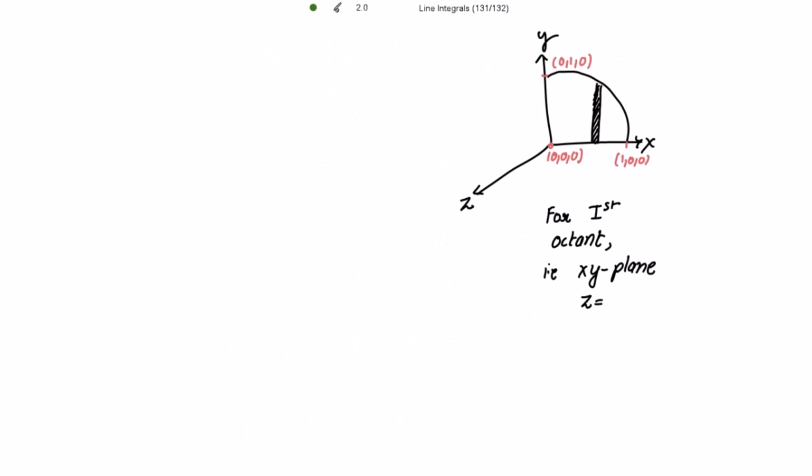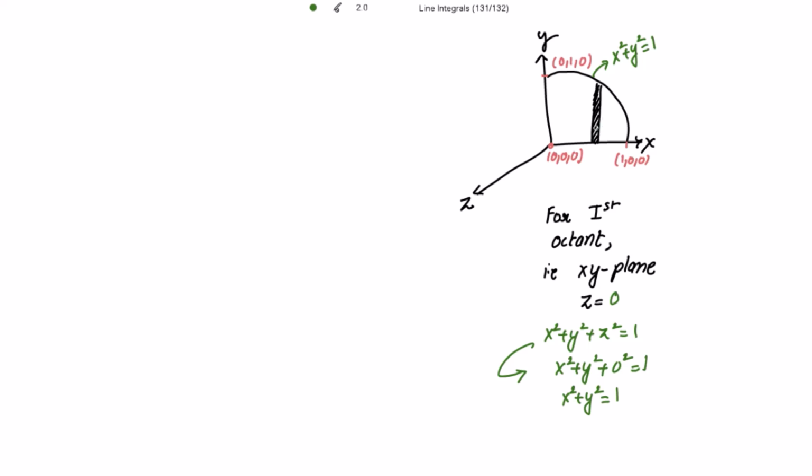Because the part of the surface of the sphere lies in the first octant, so for the first octant, that is the xy plane, what is z? It is 0. So x square plus y square plus z square equal to 1 becomes x square plus y square plus 0 square equal to 1. That is x square plus y square equal to 1. So for the xy plane, the equation of the sphere becomes x square plus y square equal to 1. Z is 0, right?